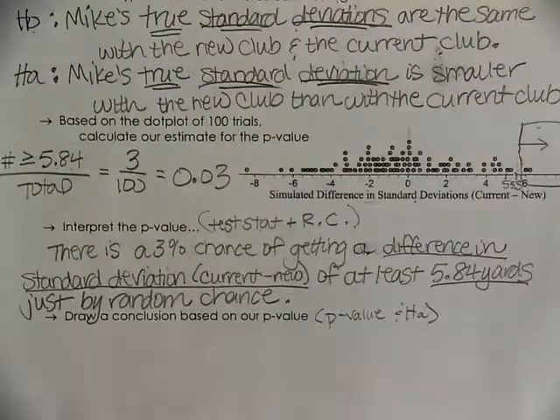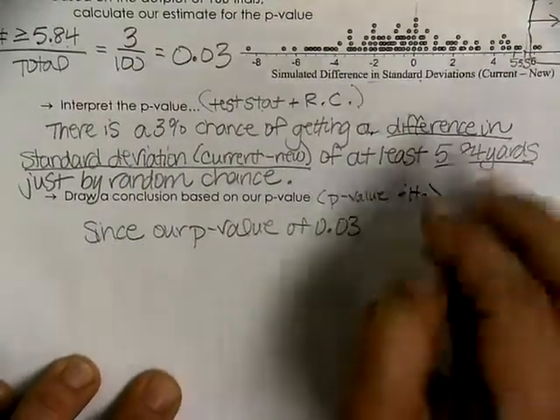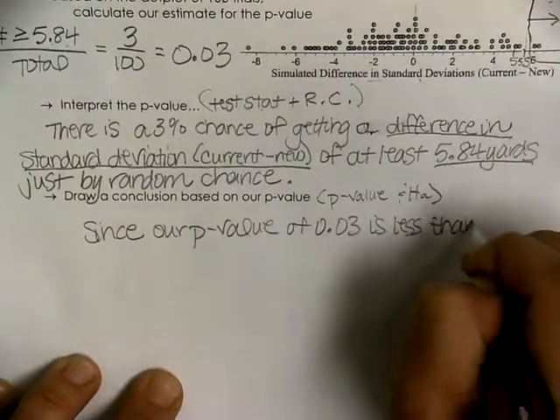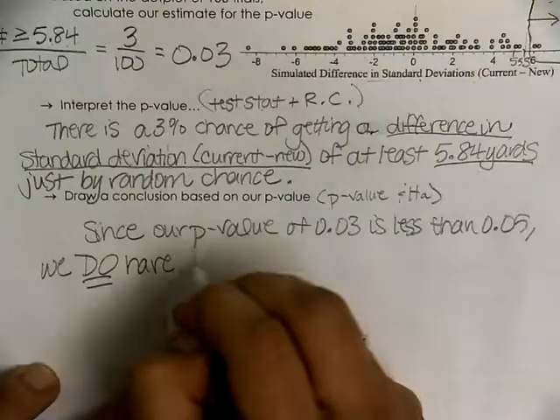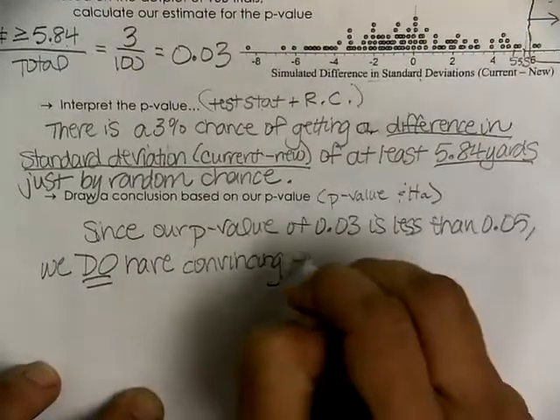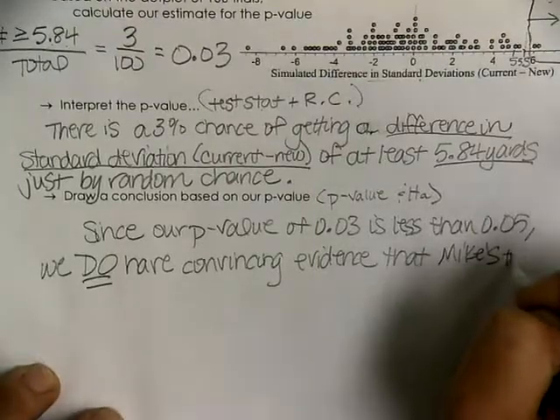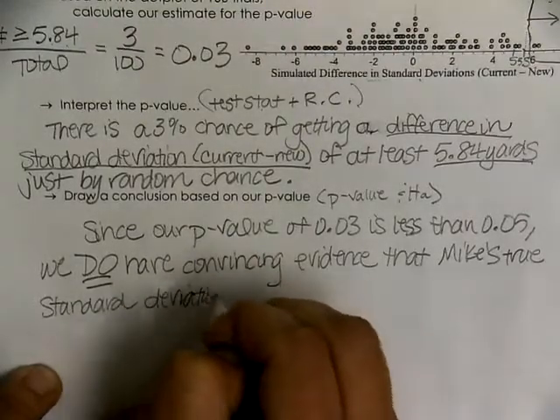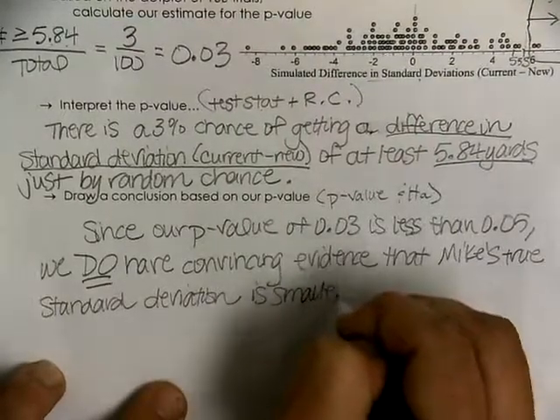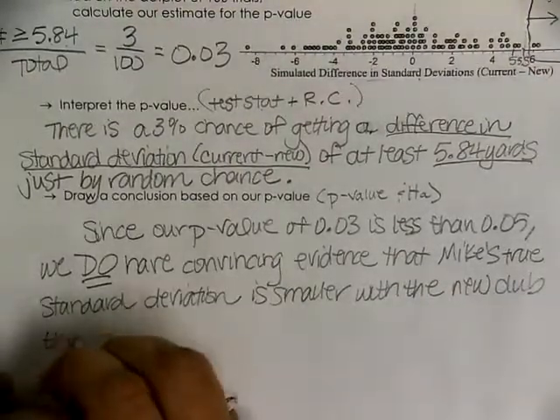our alternate hypothesis. And so we can say, just as we would have in the past, that since our p-value of 0.03 is less than 0.05, that means we do have convincing evidence that Mike's true standard deviation is smaller with the new club than with his current club.